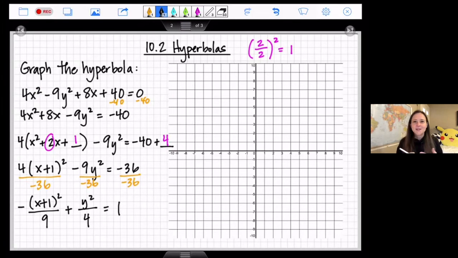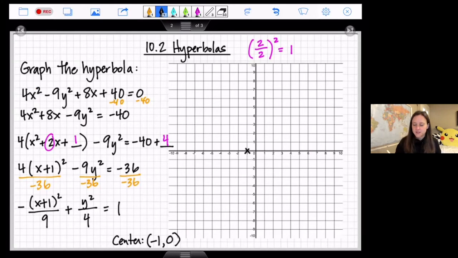Okay, so now let's go ahead and look for our graph. So my center, I'm going to change the sign on the x coordinate. I get negative 1. That y squared, you can think of that as a y minus 0 squared. This is going to be a negative 1 comma 0. So I'm going to go mark that center on my x-axis, negative 1 comma 0.